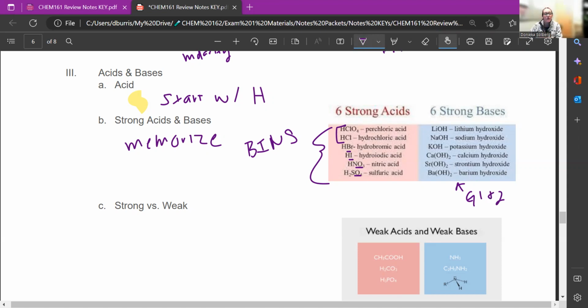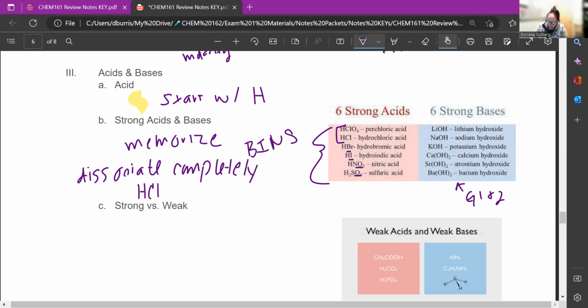So you should be able to identify, if you're doing an equation and it has HNO3 in it, oh, that's a strong acid. Okay. The other thing you need to remember is what a strong versus a weak acid is. Strong acids and bases are ones that dissociate completely in solution. Dissociate completely. That means they completely turn into ions. Completely. Okay, so all of them are ions.